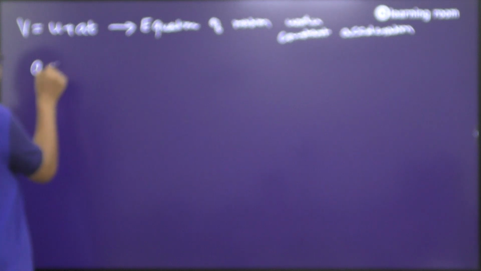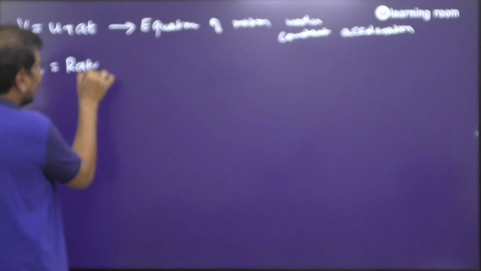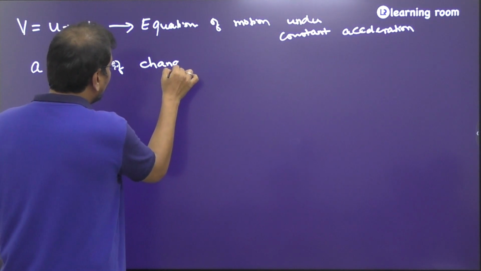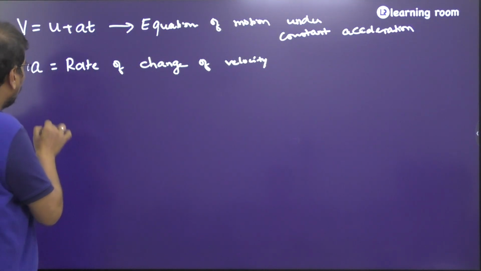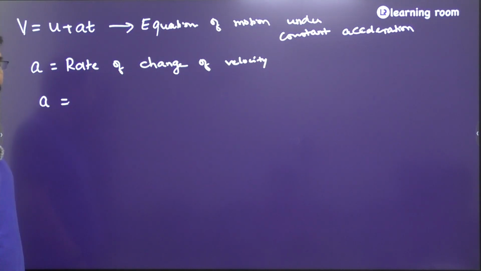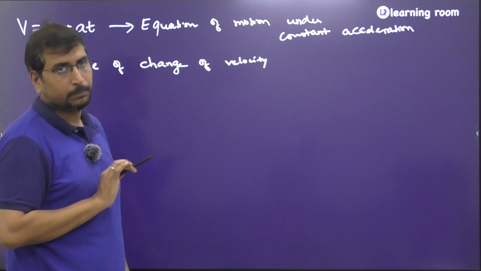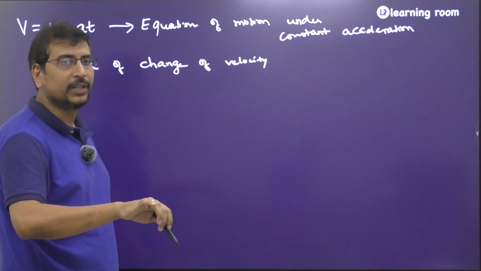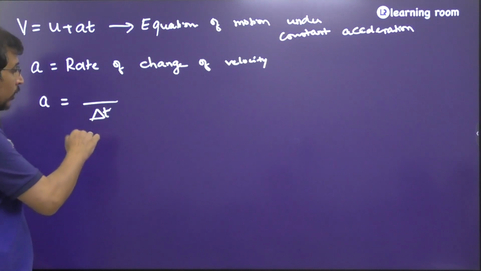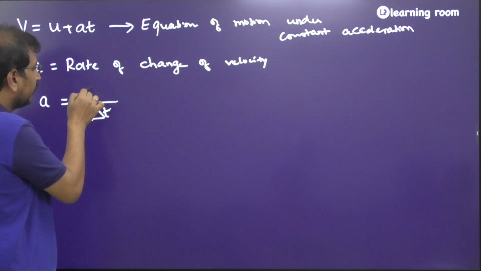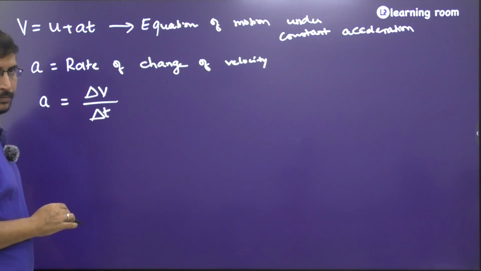Now see, just to recollect, what is the basic definition of acceleration? It is called the rate of change of velocity. This you know already. So a is equal to, how can I write it? Rate means something changing with respect to time. So with respect to means that should be the denominator. So you put delta t. And what is changing with respect to time? Velocity. So change is always represented with delta. So delta v divided by delta t is acceleration.